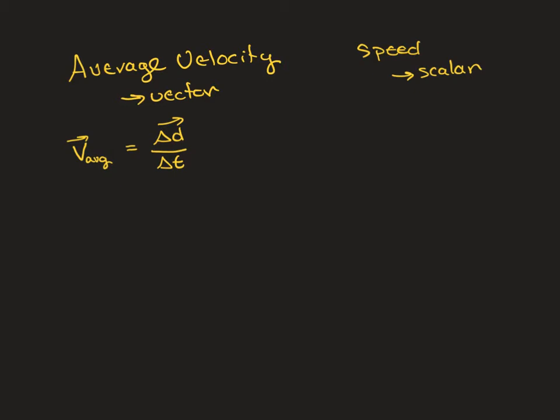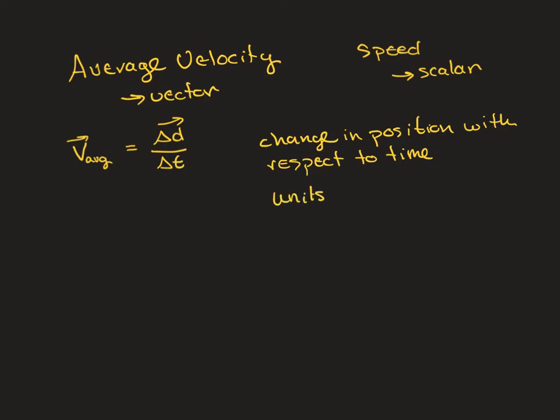In words, this would be the change in position with respect to time. So this is the difference between displacement and velocity, the with respect to time. Displacement was change in position. Velocity is now going to have the displacement change over a certain time period. Because we're dealing with a distance over time, our units are going to be meters per second.